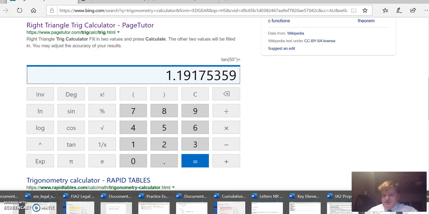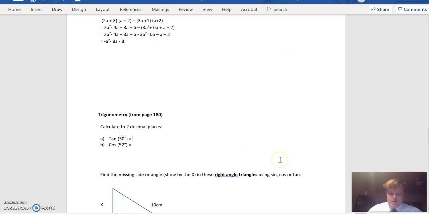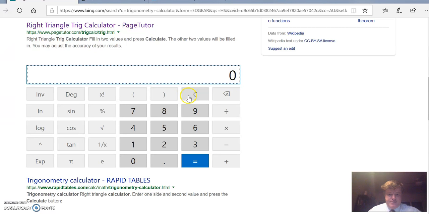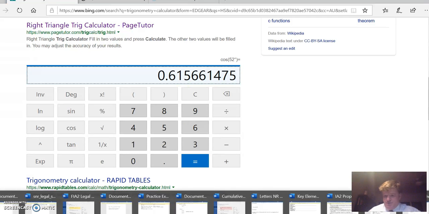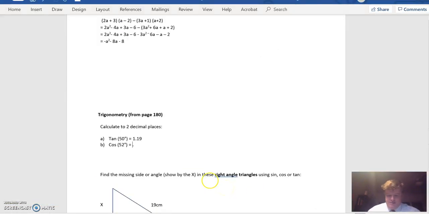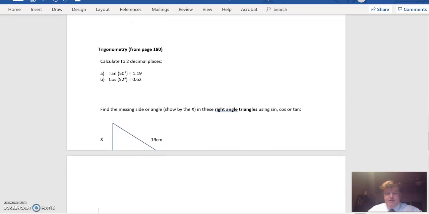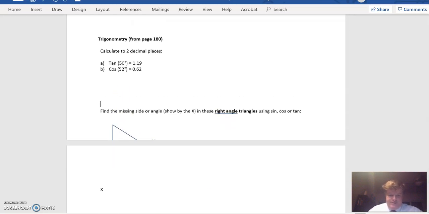So it's as simple as writing in an answer. The next one, cos of 52. So back to our calculator, cos 52 equals 0.615. Third number is a 5, so we generally round it up to 0.62. So they're the first calculation ones. Now we move on to some of the trickier challenges.